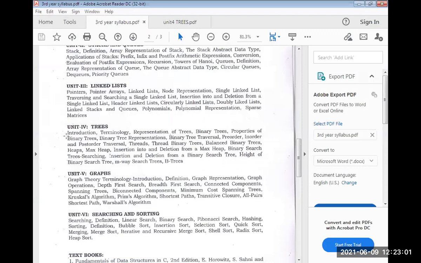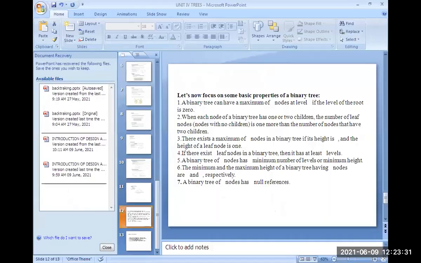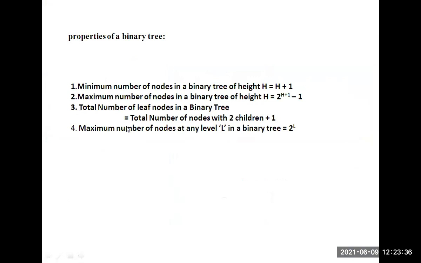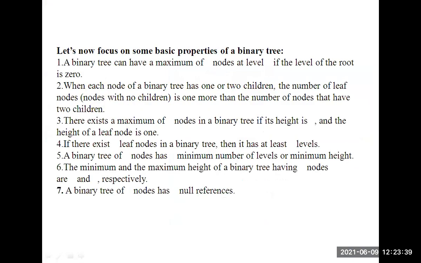So far we have discussed the introduction of trees, terminology, and representation of trees. Then binary tree was discussed, and binary tree representation was already covered: linked representation, array representation. Binary tree traversal was also discussed: pre-order, in-order, post-order. Now we are going to discuss the properties of binary tree. So what are the properties of binary tree?